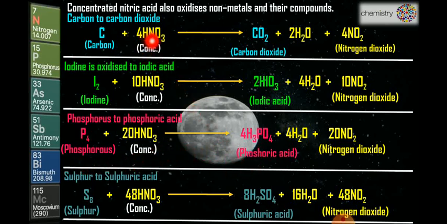Next, what happens to HNO3? NO2, NO2, NO2, NO2. It gets reduced into nitrogen dioxide in all the cases. And the byproduct will be water.